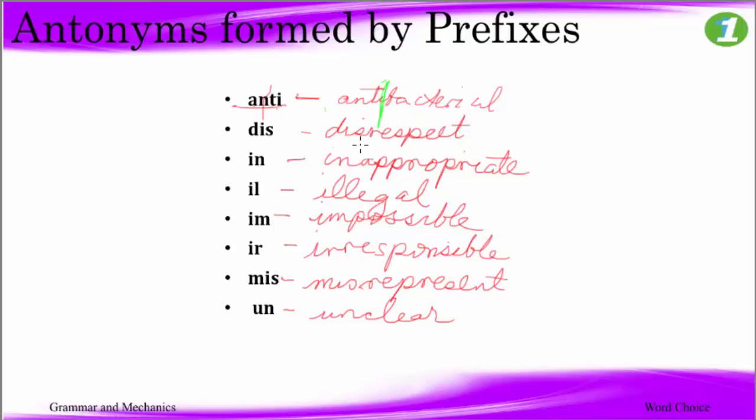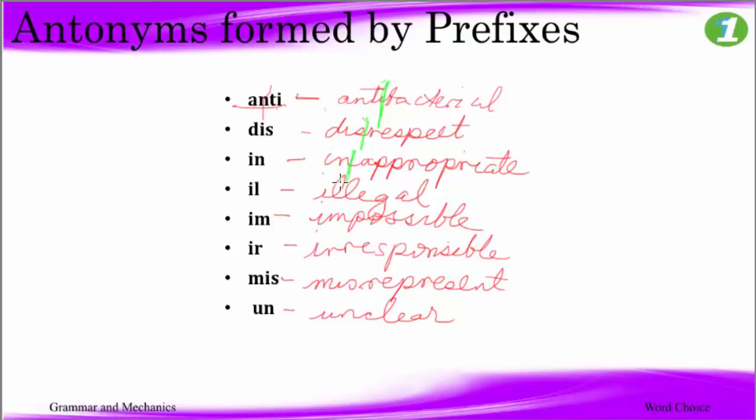Then, what about disrespect? Dis, when added to respect, which is an existing word, makes the word the opposite of what was intended. So respect is the word. We add dis to it as a prefix and we get the opposite of respect, which is disrespect. Same thing here for inappropriate. Something is appropriate. His dress is appropriate. His shoes are appropriate for the weather. Add in to it and it is not appropriate.